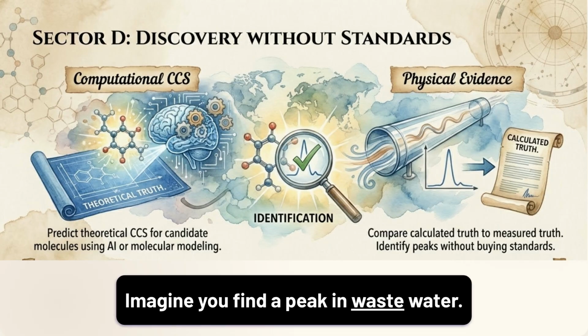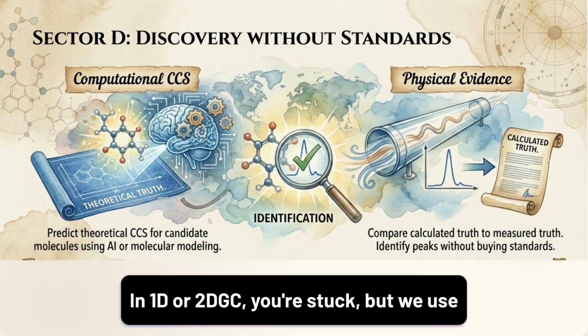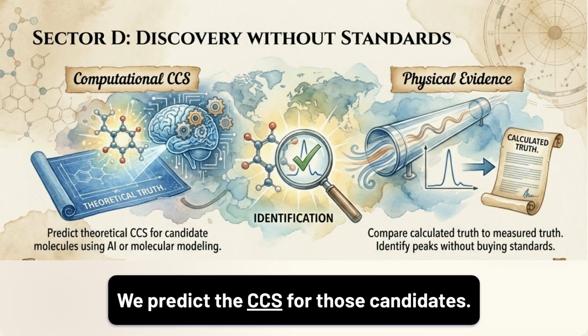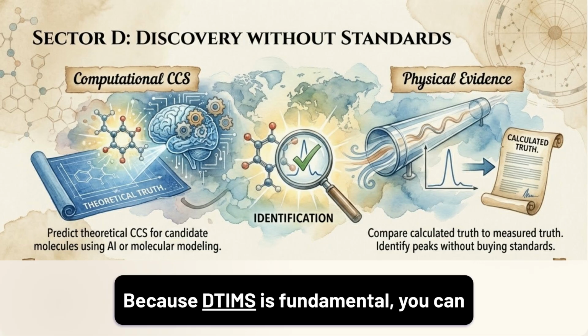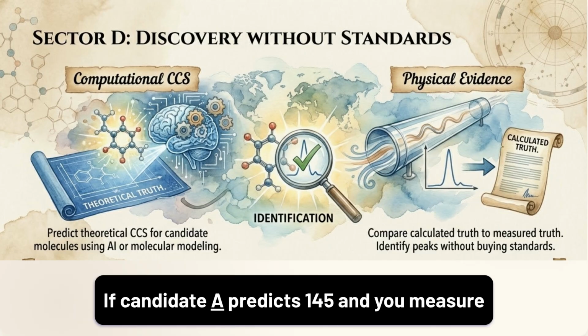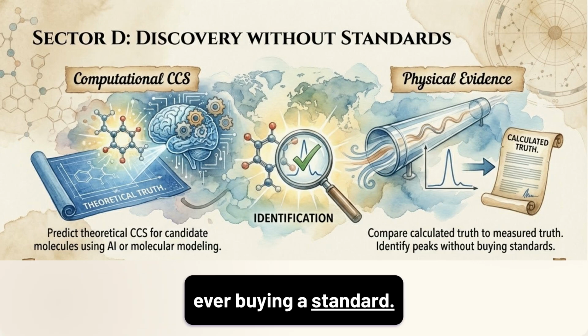Imagine you find a peak in wastewater. Mass alone gives 10 candidates. You don't have standards. In 1D or 2D GC, you're stuck. But we use computational CCS. We predict the CCS for those candidates. Because DTIMS is fundamental, you can compare your calculated truth to the theoretical truth. If candidate A predicts 145 and you measure 144.8, you've made a high-confidence ID without ever buying a standard.